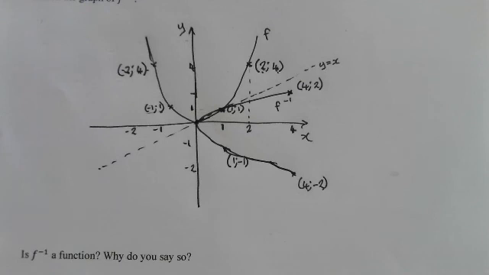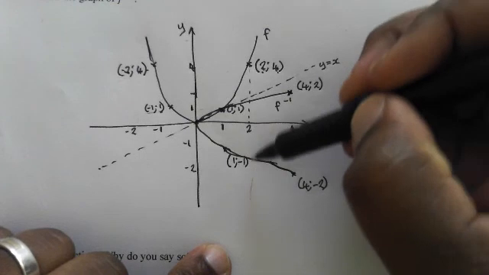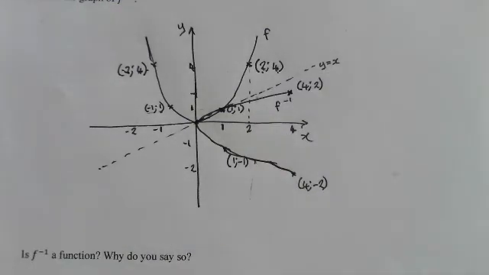Is this a function? Yes. Are you sure? Remember, when you want to know whether it's a function or not, we draw the vertical line. And see, it's not a function, because if I draw my vertical line, it's going to cut 2 times, 2 points. So this is not a function. Why do you say so? Well, because of the vertical line test.